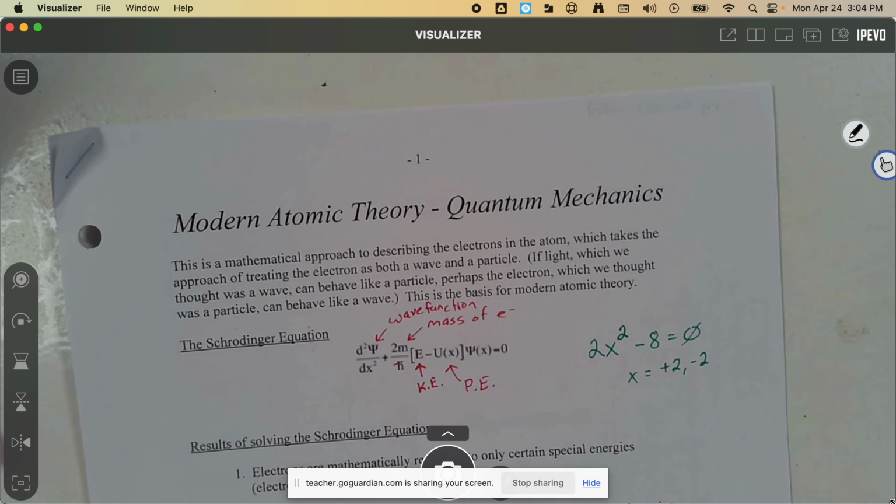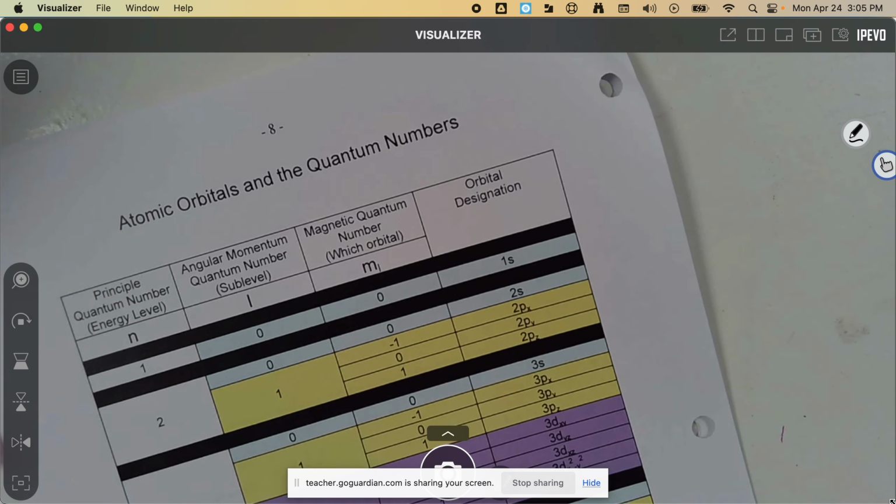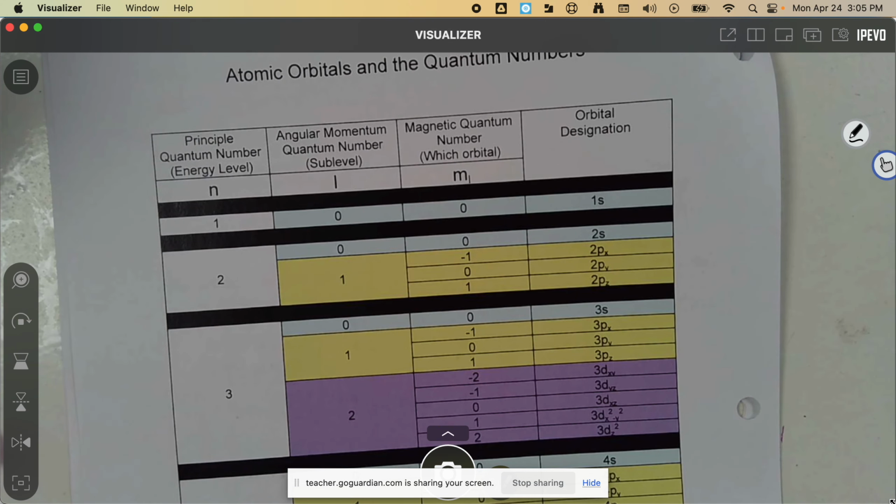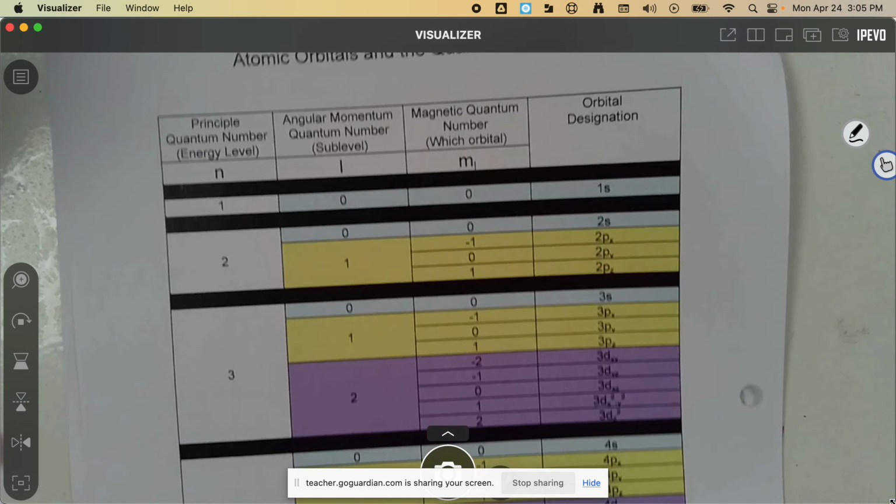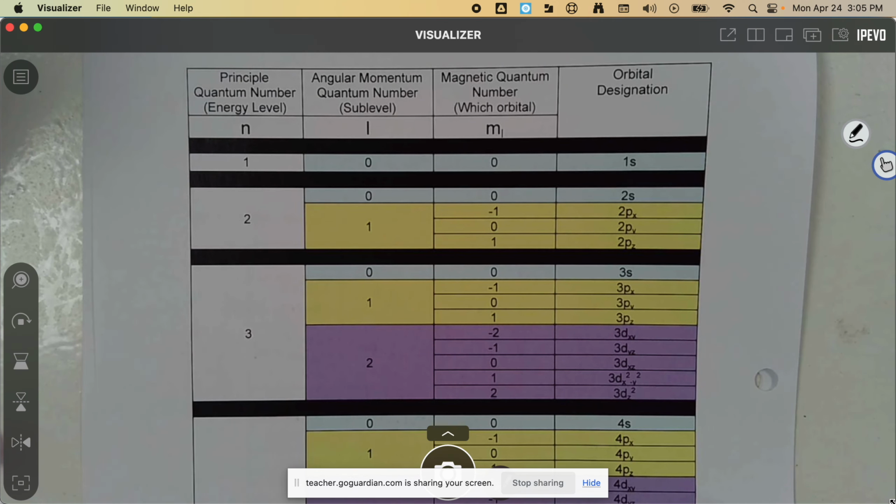You can use the diagonal rule and write an electron configuration. You can fill up an energy level diagram. You can look at the energy level diagram and decide if there are unpaired electrons or not and predict whether it's going to be paramagnetic or diamagnetic. You can use the quantum numbers to write the address system for a particular electron. Those are the things that you need to be able to do with quantum mechanics.